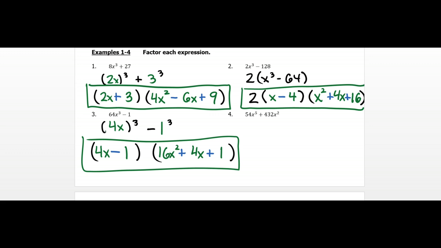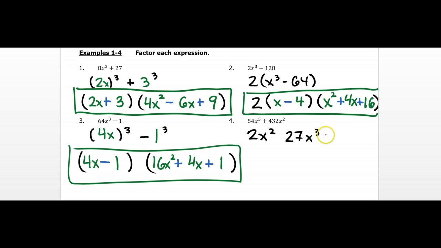Finally, number 4, we have 54x to the 5th plus 432x squared. Again, we have a GCF for this one. Not only can we pull out a 2 from 54 and 432, we can also pull out an x squared from both terms. So our GCF is 2x squared, and we are left over with 27x cubed plus 216.